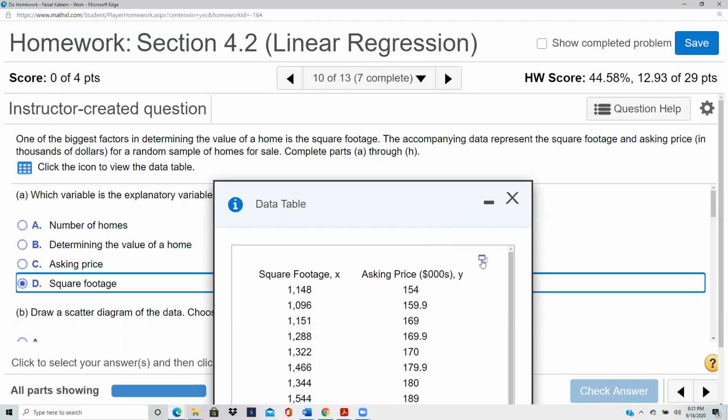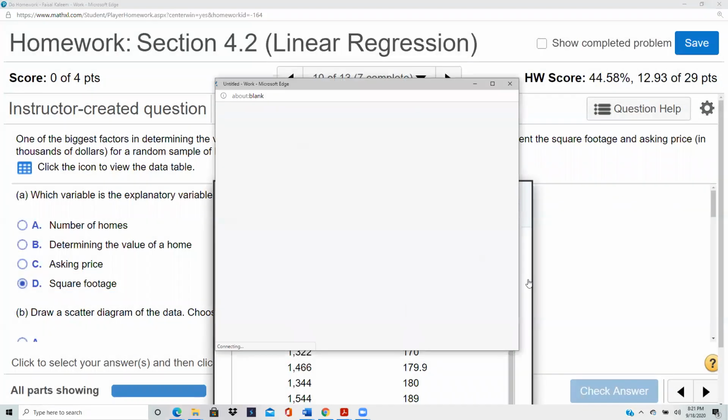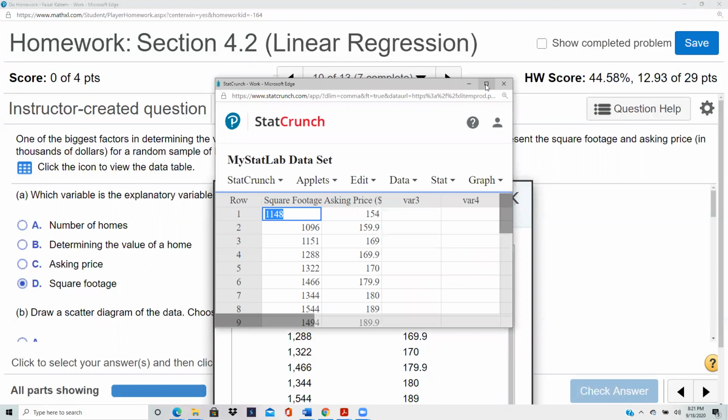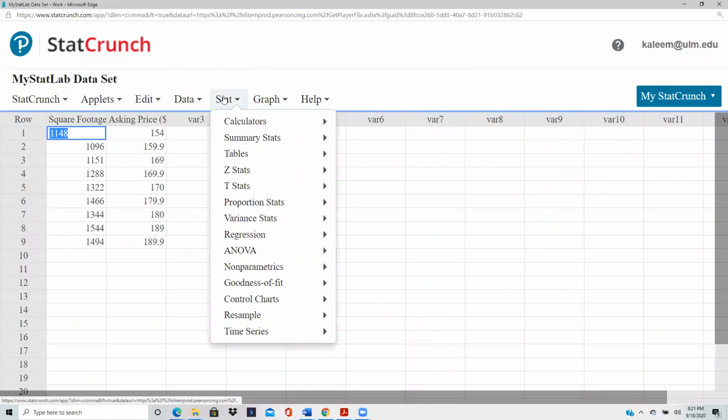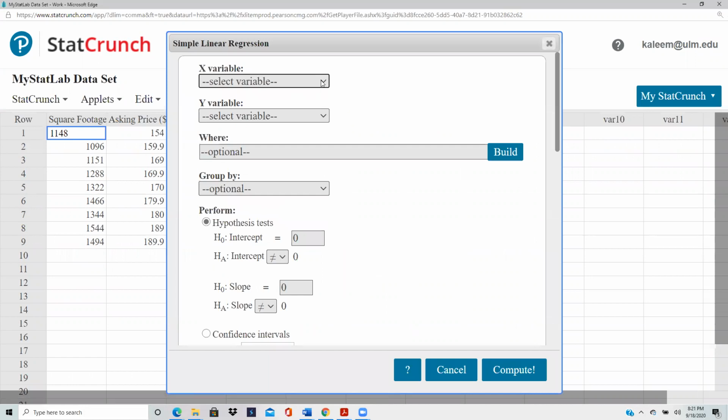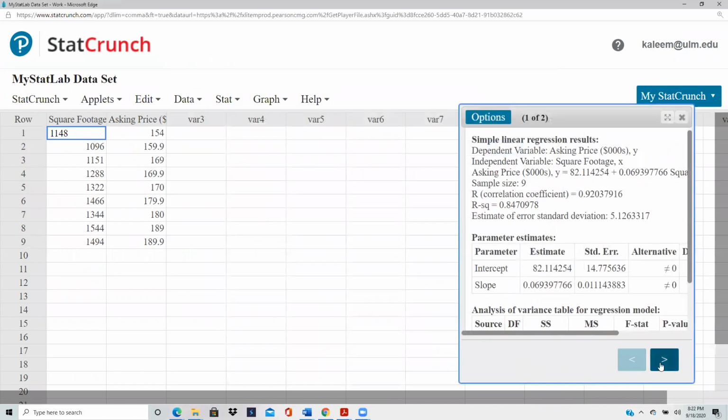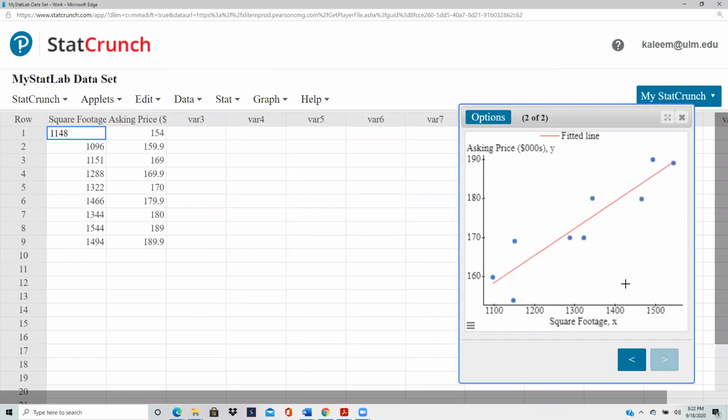Scatter plot. So let's open in StatCrunch. Stats, regression, simple linear. X is the first variable, Y is the second variable. And the next screen, so the scatter plot should look like this.